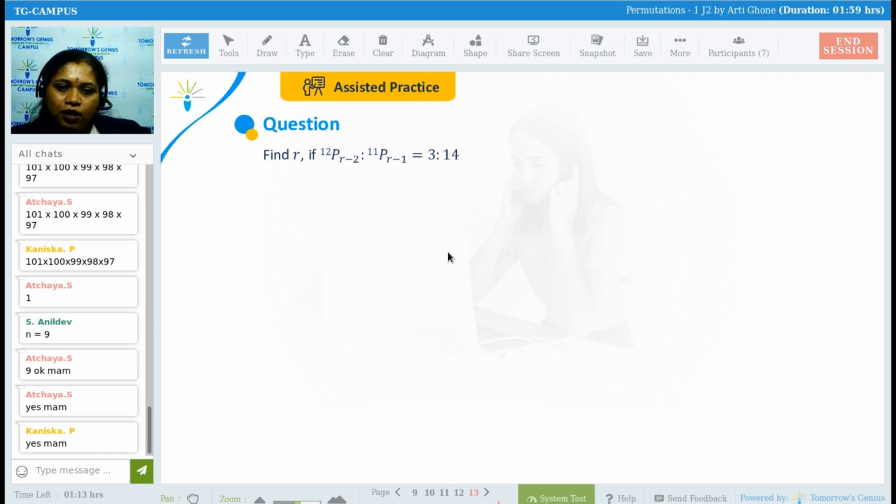Okay, so try the second one. Wow, so easy. 12P(r minus 2) to 11P(r minus 1) is given as 3 is to 14. Try it, everybody. I want your answer now. Bhuvna, is it clear? Mokeshwaran, Ashwin, Netra, Achaya, Kanishka, Anil Dev. Okay. Now try this one.